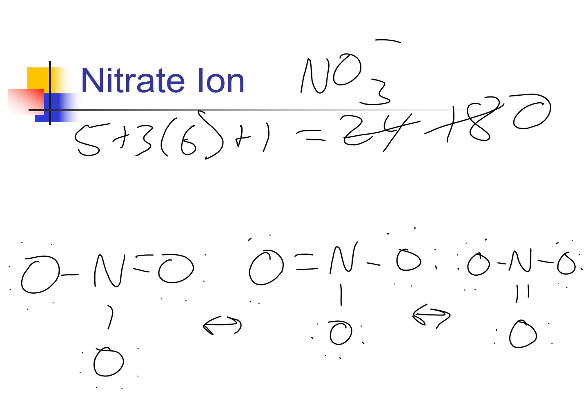So each of those oxygen-nitrogen bonds is around a 1 1/3 bond, because it's somewhere between the 3 different versions of it. So yeah, around a 1 1/3 bond.